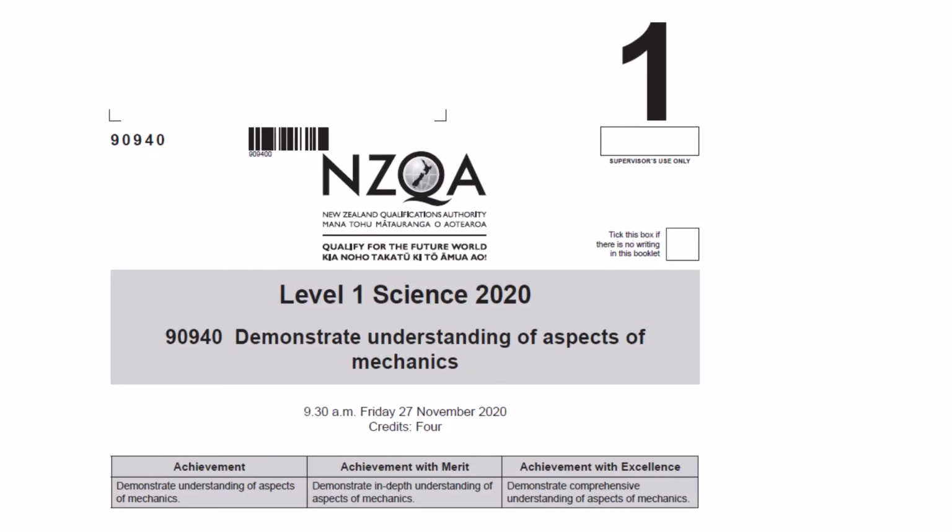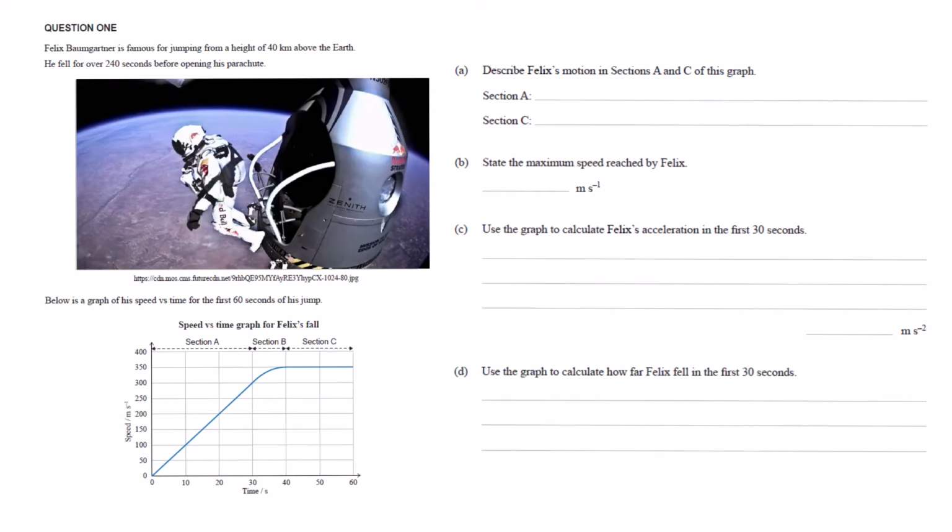Okay, we're looking at the 2020 Level 1 Mechanics exam. First question, Felix Baumgartner is famous for jumping from a height of 40 kilometers above the Earth. Fell for over 6 minutes before opening his parachute. There's him jumping there. Below is a graph of his speed versus time for the first 60 seconds of his jump.